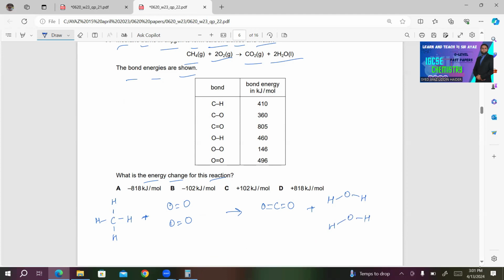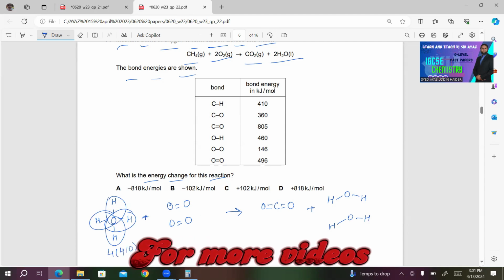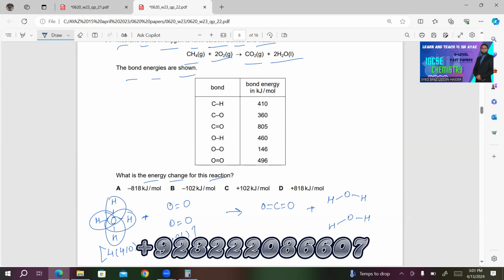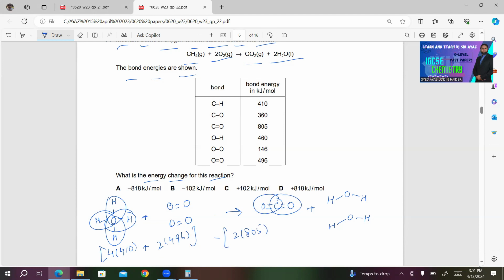So for the reactants, how many CH bonds do we have? 1, 2, 3, 4. So 4 will be multiplied by 410, plus 2 moles of oxygen. So 2 multiplied by 496. Bracket closed. Minus 2 CO double bonds, 1, 2. So 2 multiplied by 805. Plus we have 4 OH bonds, 1, 2, 3, 4. So 4 will be multiplied by 460.